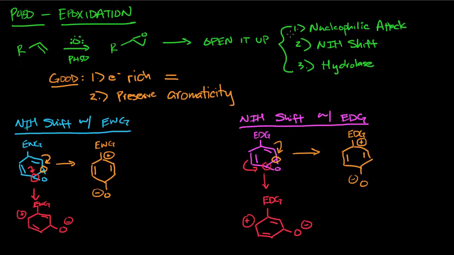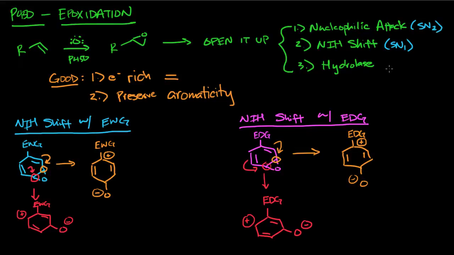Okay, second thing you can do is the NIH shift. The NIH shift is an SN1-like mechanism. So you have an SN1-like opening of the ring, and then you could possibly have a shift of the hydrogens, and this is going to result in just one OH being attached. In contrast, nucleophilic attack is an SN2-like mechanism. And with a hydrolase, you're going to get two OHs attached. You're going to add water to open up the ring.